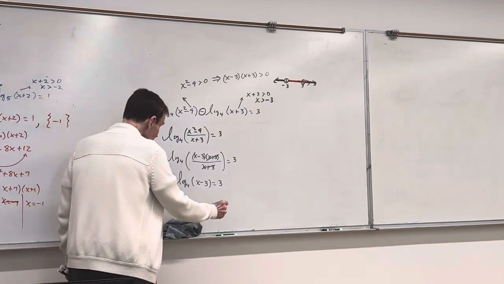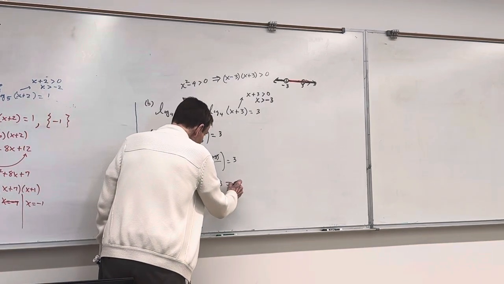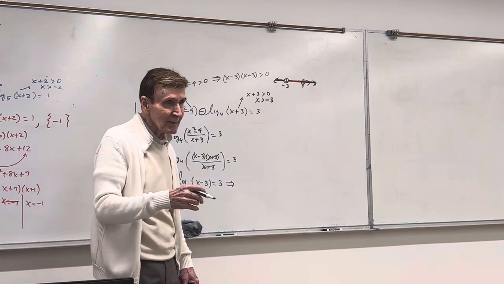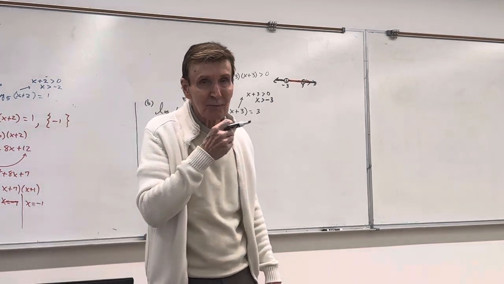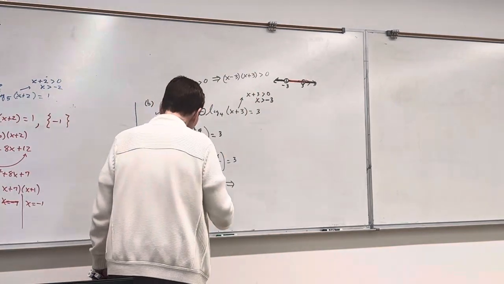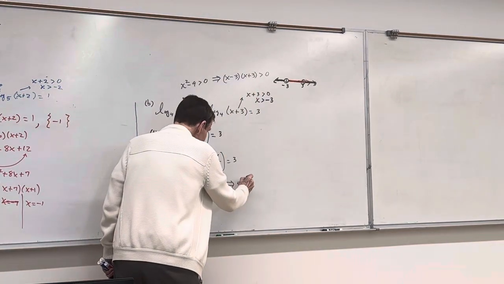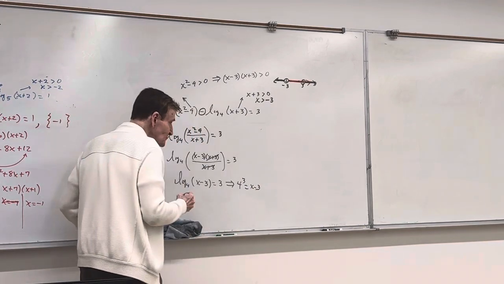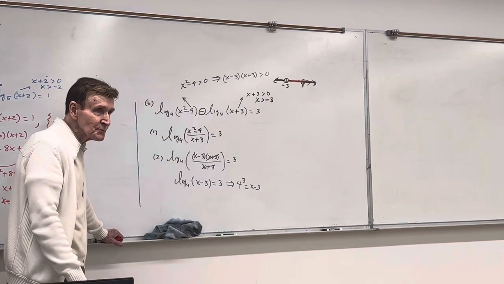Now, can someone tell me, because I've got to find x, what does that look like written as an exponential? What does it mean? Alex. 4 cubed equals. You've got to know that. This is the same as saying this. The word log is gone. That's what it means.